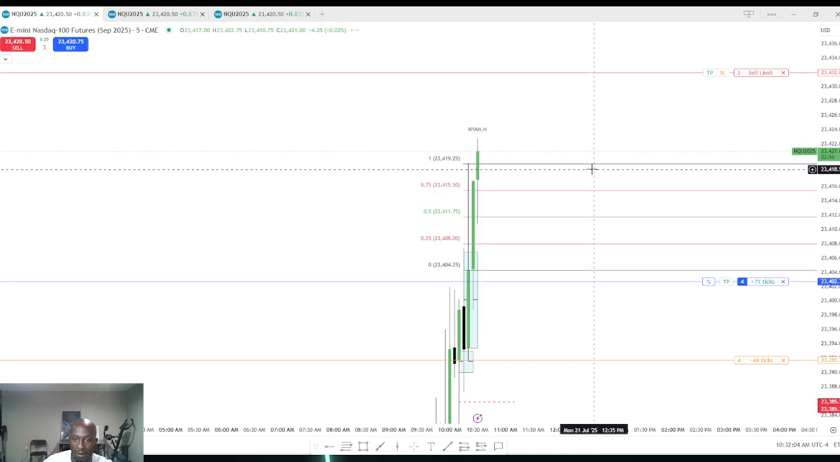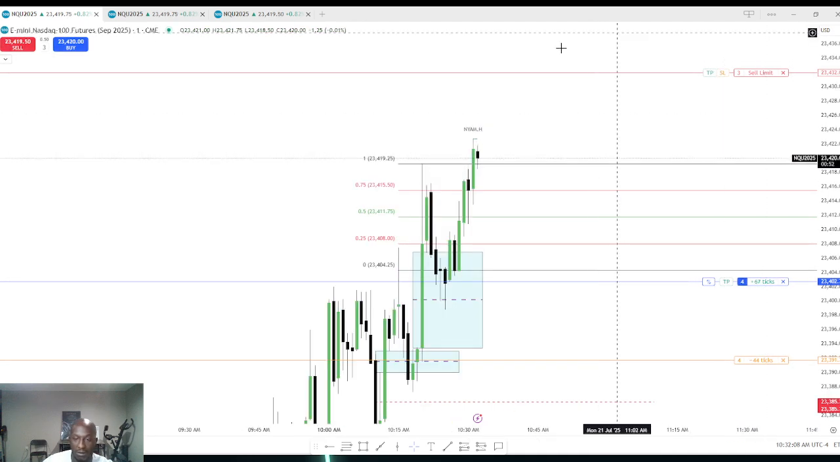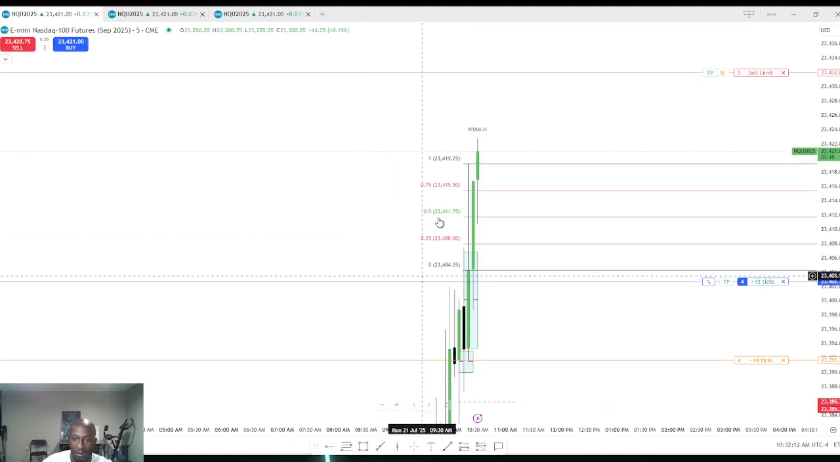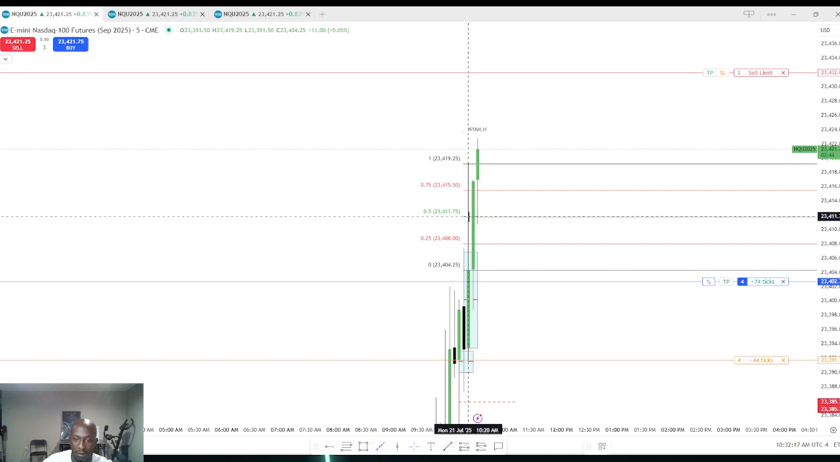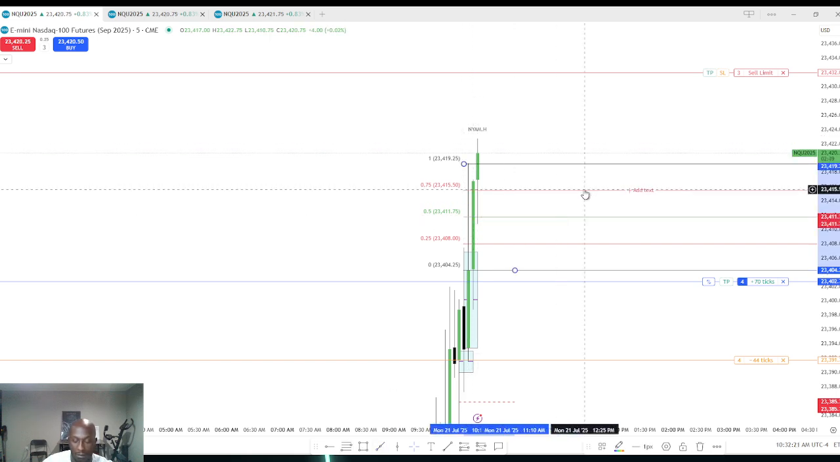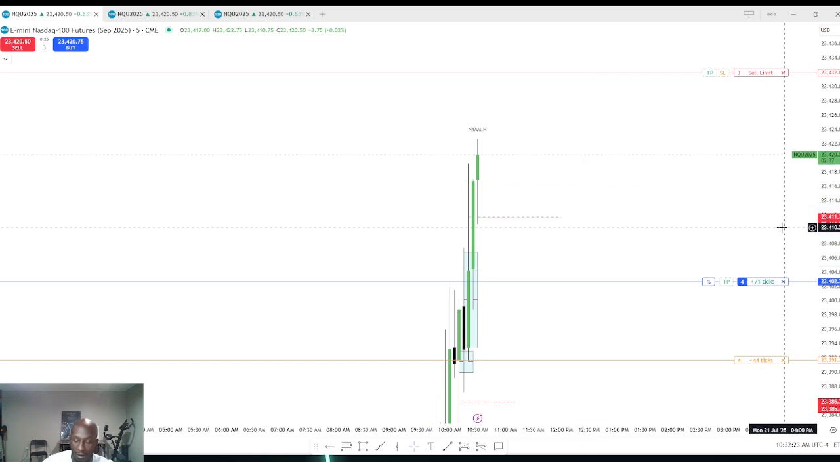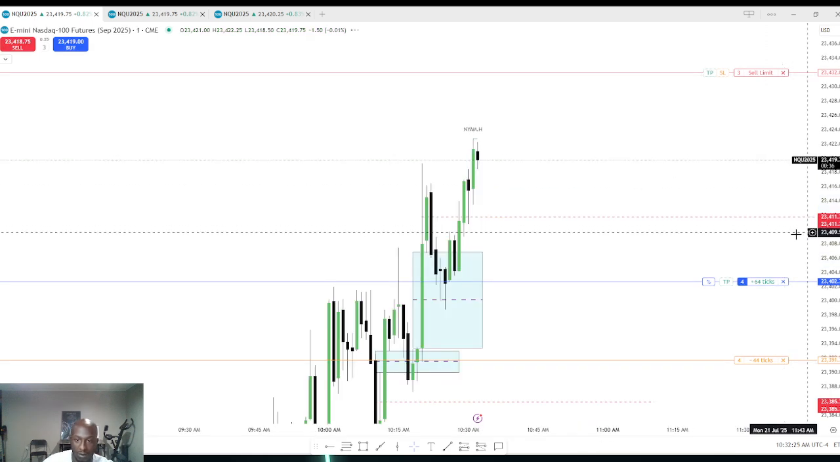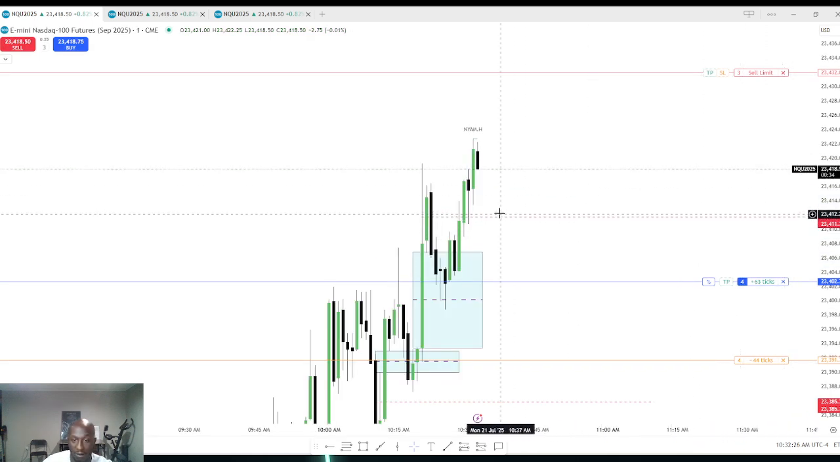Okay, we got 2:55 left in this candle. Again, this is consequent encroachment of this wick. And I'm going to delete that, and we'll go back down to 1 minute. I don't want to see anything retraced down into here.